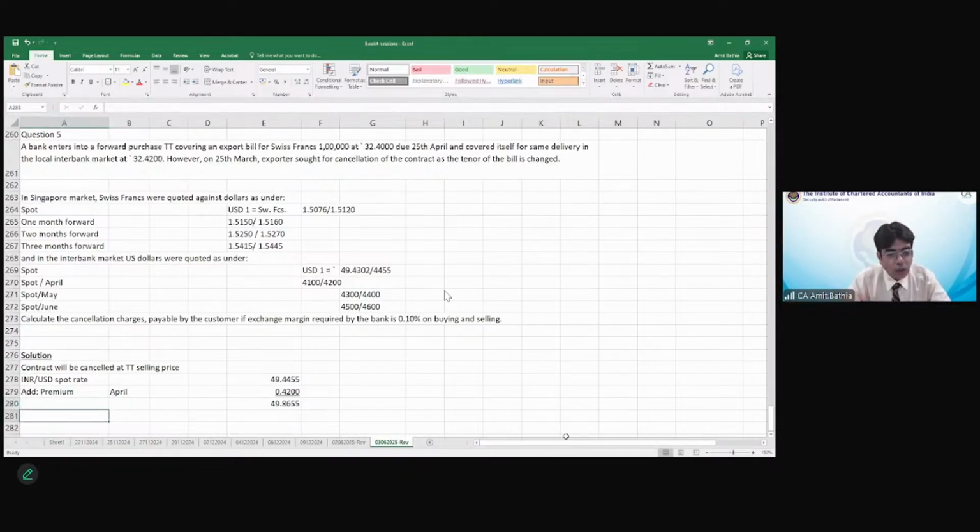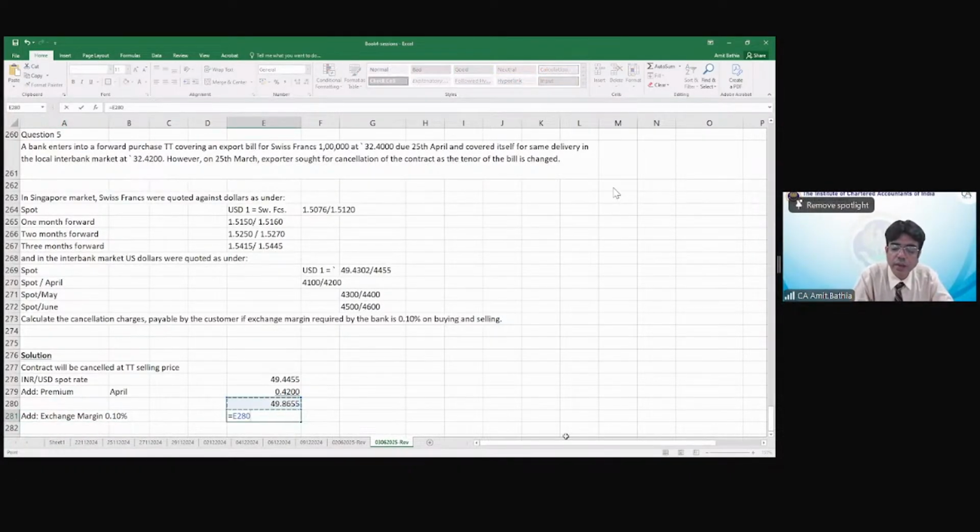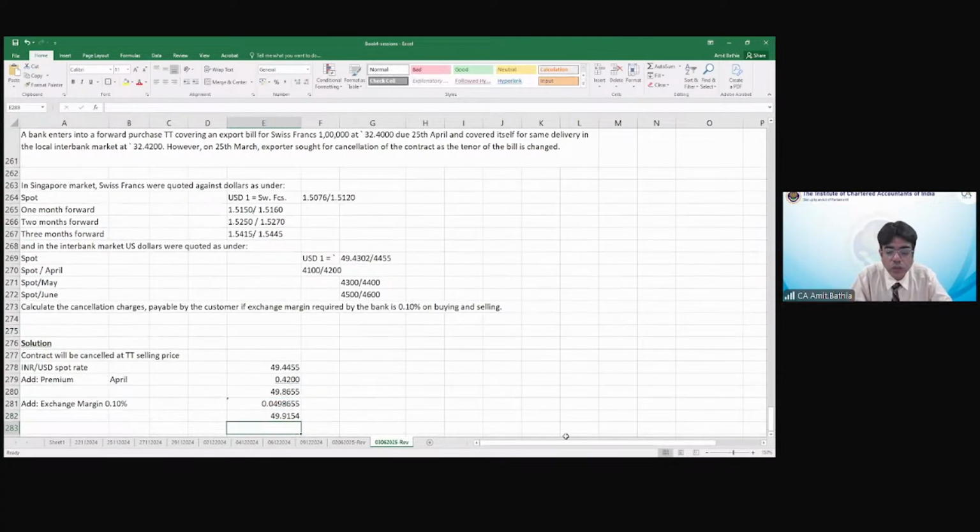Now, on this particular price, the bank is going to charge its margin, right? Bank will charge exchange margin on buy and sell. How much is that? 0.10%. So 49.8655 into 0.1%. How much is that going to be? 0.0498655. Okay, this plus this. So I get 49.9154.